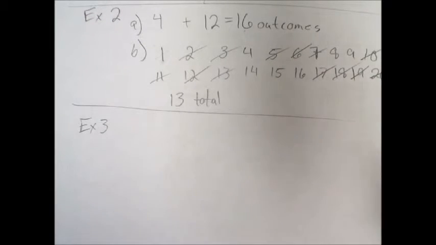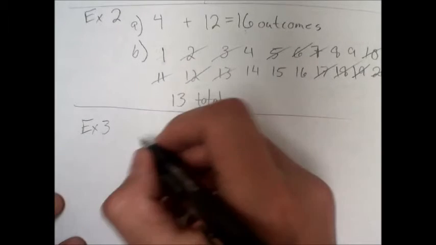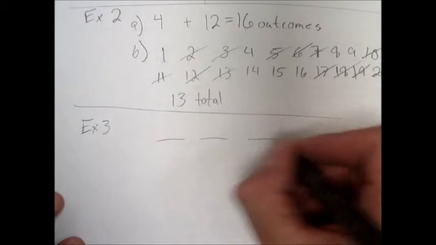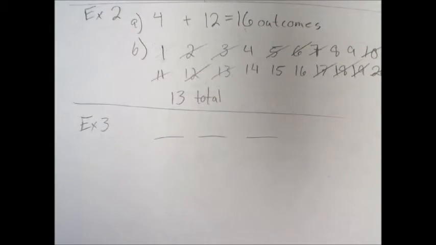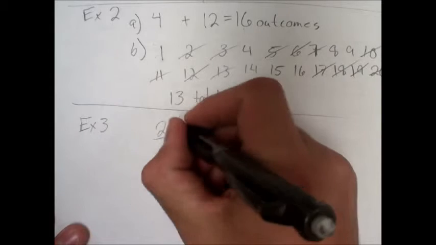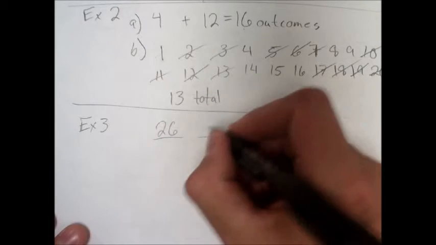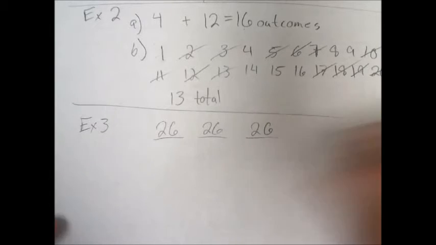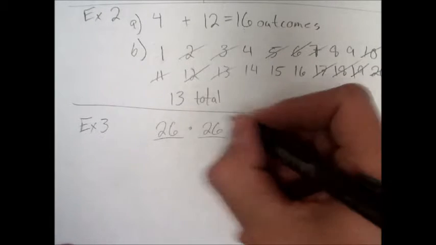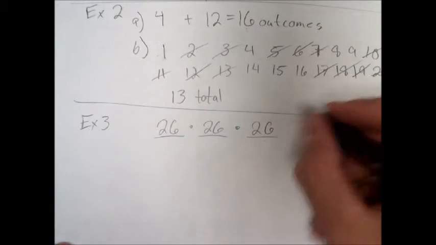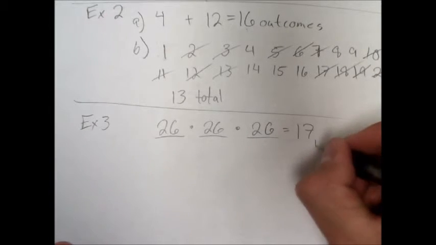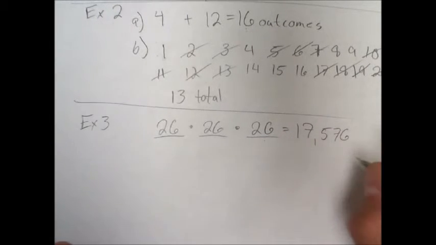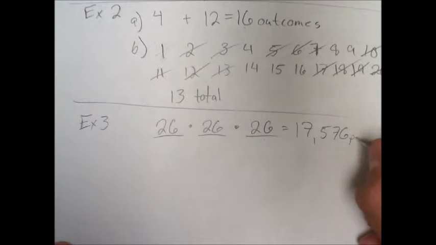A student is choosing a 3-letter password for an email. So I have 1, 2, 3 letters, right? How many passwords are possible if the letters may be repeated? How many letters are there in the alphabet? 26. So I have 26 options for the first letter. I have 26 options for the second letter. And I have 26 options for the third letter. In order to find out how much that is, I just multiply it. There are 17,576 total possible passwords that she could choose from.